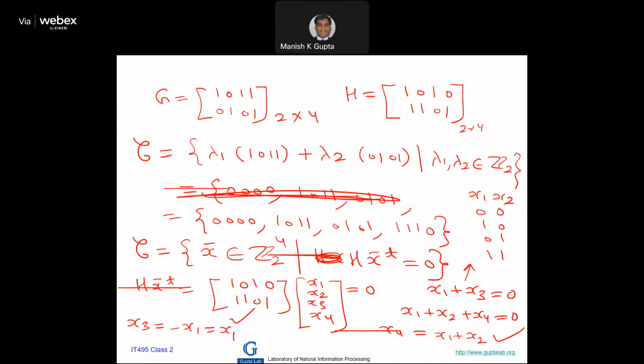Fine. Right. Now when x1 is 1 and x2 is 0. When x1 is 1, so x3 is 1. Right? Which vector are you getting? Second or third? Third. Do you get what is happening?